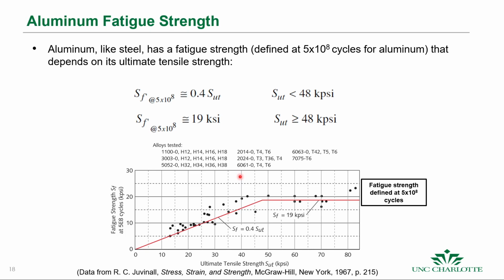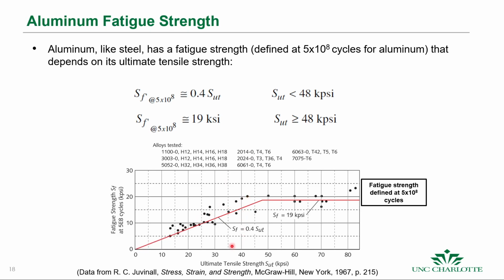Now, aluminum, like steel, has a fatigue strength that depends on its ultimate tensile strength. For aluminums, we can look at the fatigue strength at 5 times 10 to the 8 cycles, and it's about 40% of the ultimate tensile strength. Remember, for low carbon steels we said it's about 50%, and for aluminums we say it's 40%, if their ultimate tensile strength is less than 48 kpsi. And that's what we get from these charts here.